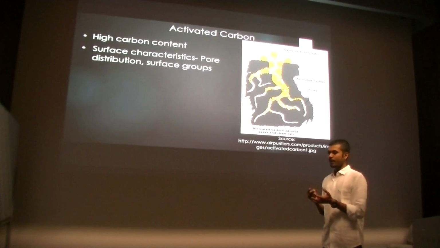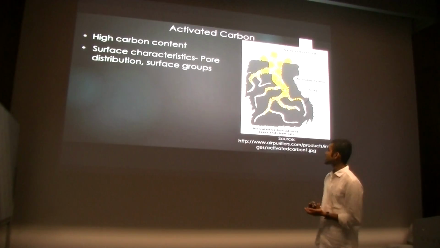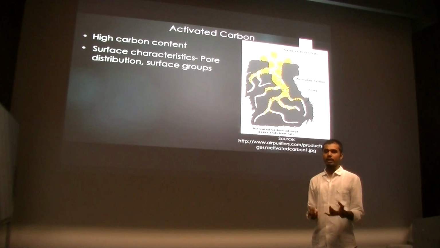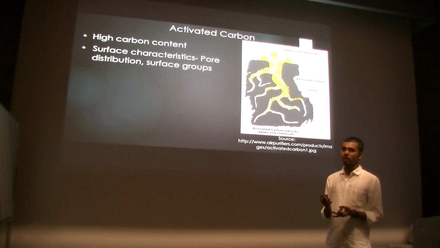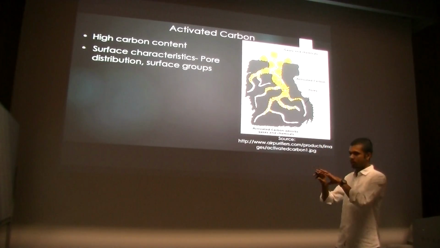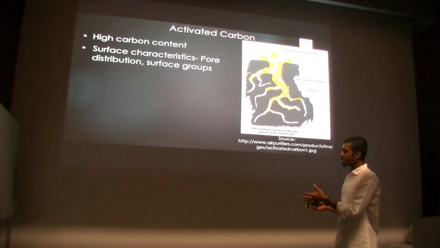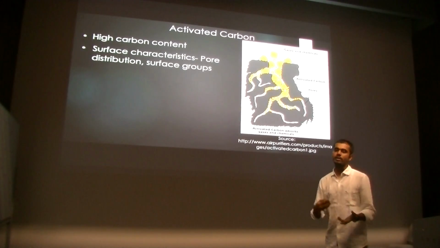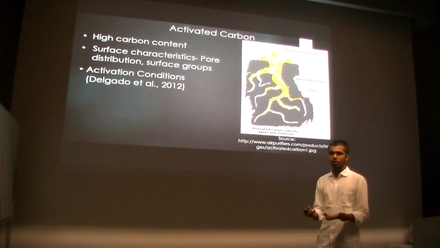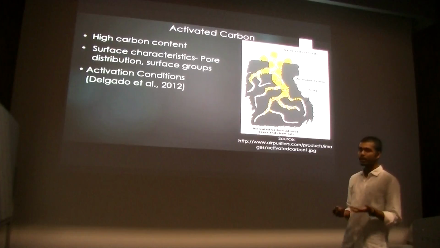Now the major parameters that play a crucial role in adsorption are surface characteristics like pore distribution and surface groups. Any material can be converted into an activated carbon either physically or chemically. Physically by thermal degradation or chemically by using several chemicals. When these are activated, the pore structure or the surface structure of the material itself changes. A lot of pores are formed, and these pores play a crucial role in the removal of micropollutants or any other compounds for that matter. As I mentioned, activation conditions play a crucial role in the formation of several surface characteristics like pore distribution and formation of surface groups.